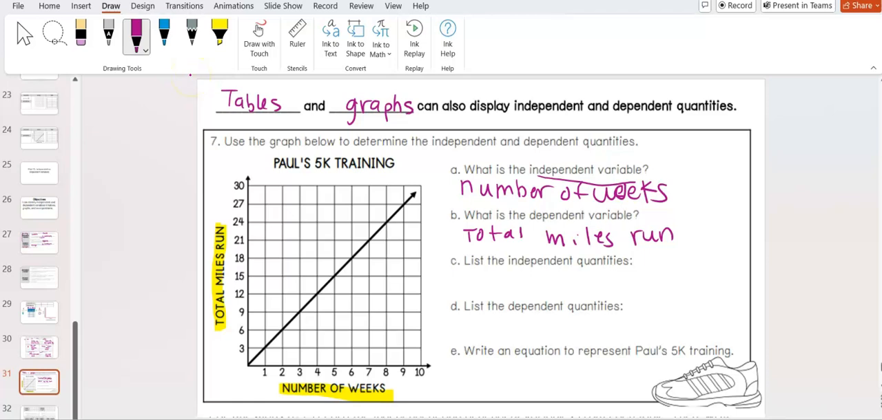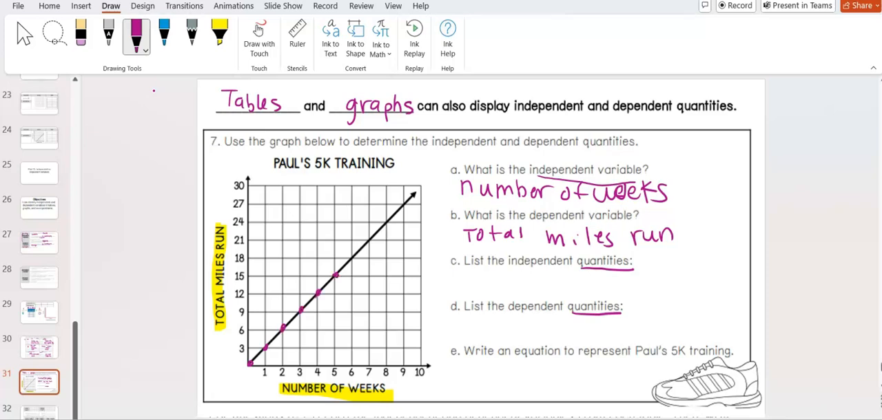Now, when it says the word quantities, we're looking for numbers. So they really want you to list all of the numbers in this graph that are independent and all the numbers that are dependent. To make it easier right now, we're going to pick points on our coordinate plane.